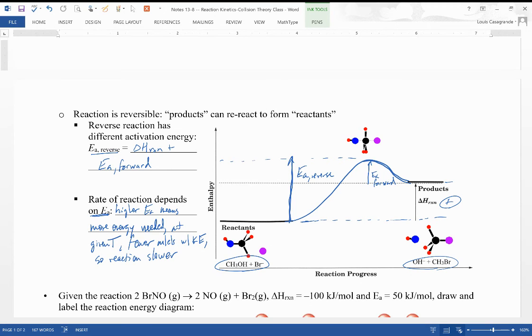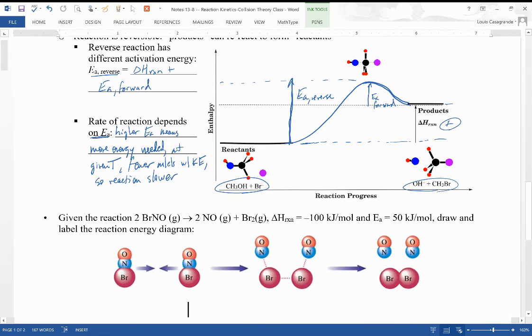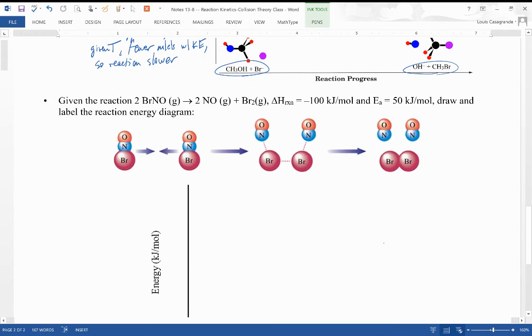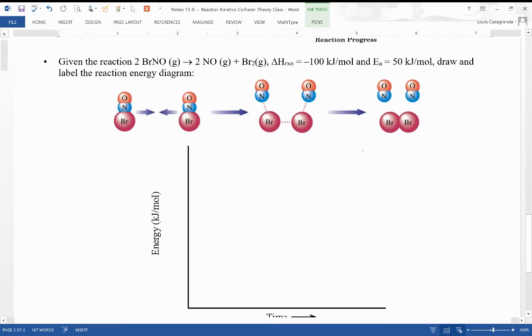So in the next example, I'm going to give you something like what you're going to be doing on the homework. I'll give you a reaction. In this case, we've got two BrNOs, not even sure what to call that, reacting to form two NOs and Br2 together. And I tell you that the delta H of the reaction is negative 100 kilojoules per mole. The activation energy is 50 kilojoules per mole. And I want you to draw and label the reaction energy diagram.